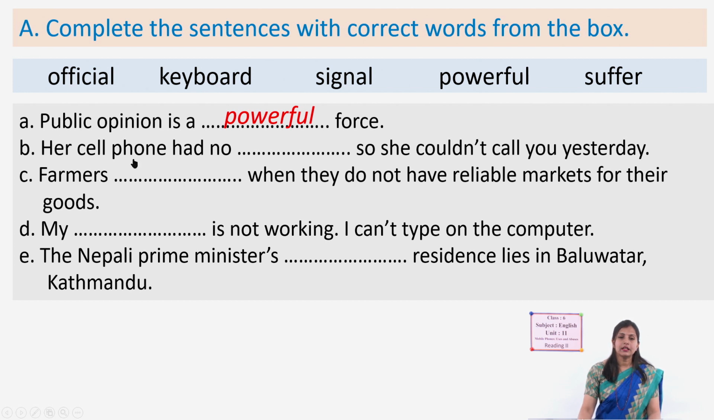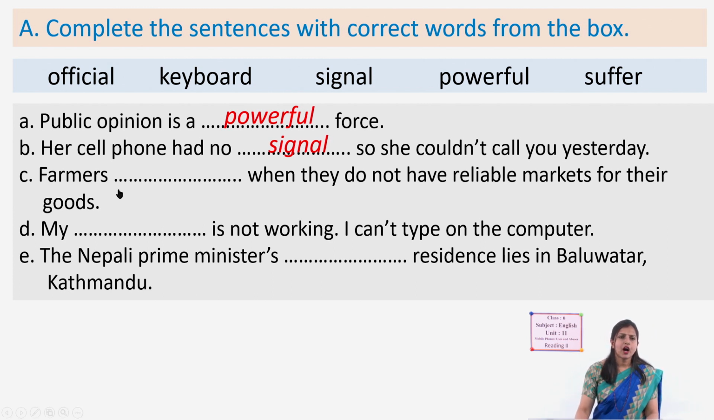Next, her cell phone had no ... so she couldn't call you yesterday. When can't we call? When can't we make phone calls? Tell me. Very good. When there is no signal. So her cell phone had no signal, so she couldn't call you yesterday. When there is no signal, how can you call, isn't it?